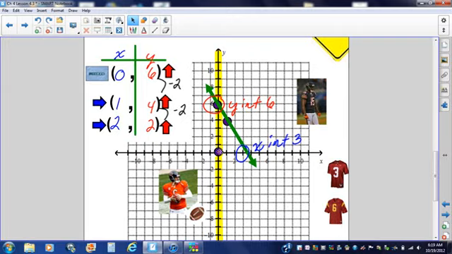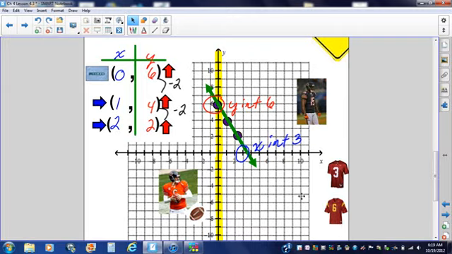Next ordered pair, go right 1, up 4. Right 1, up 4, put a dot. Next ordered pair, go right 2, then up 2. Right 2 and up 2. Draw yourself a line, put arrows on both ends. This is a linear equation.